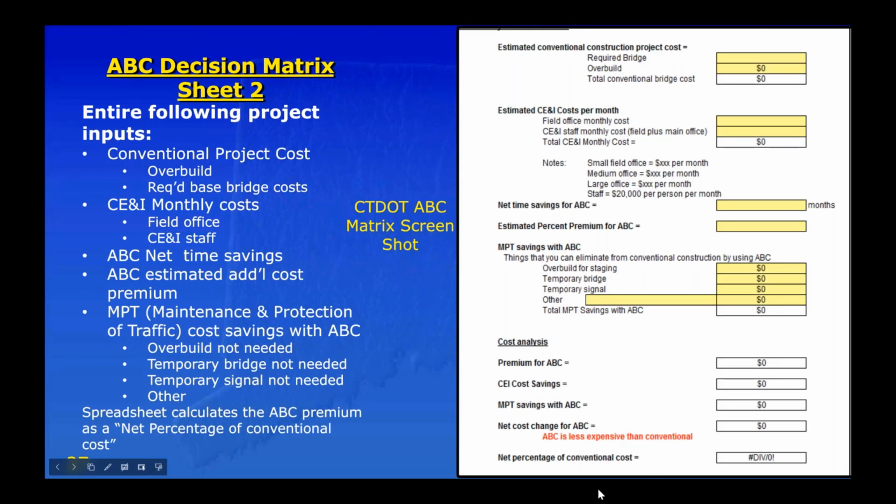Sheet 2 is, we said, the cost evaluation sheet. We're looking at conventional cost versus ABC cost, putting premiums in here for accelerated bridge construction and recognizing the overhead costs with CE&I and office monthly costs in this cell here. And this, again, is a very important portion of the ABC analysis because this could range from $500,000 to $800,000 in a year, depending on the manpower necessary to staff the project and the size of the office needed for the project. And again, coming down here, final evaluation of net percentage of conventional cost of the ABC alternative investigated.